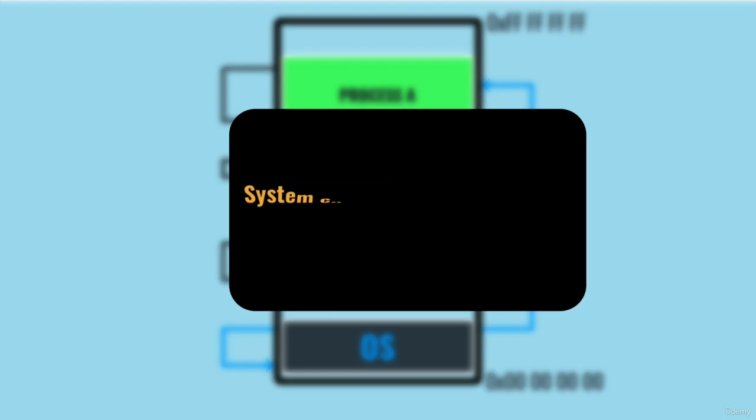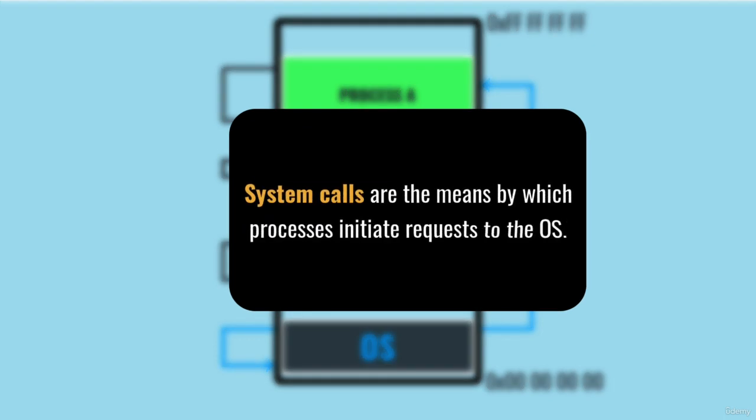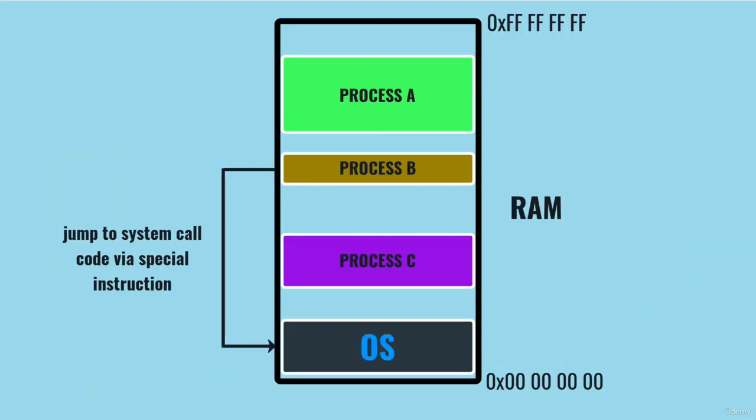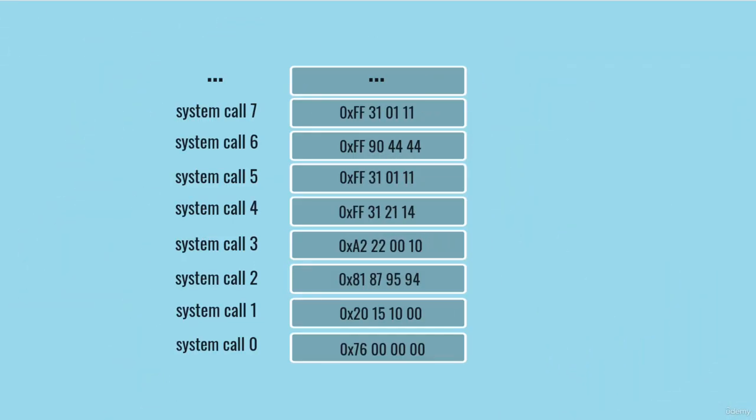These routines, called system calls, are the means by which processes initiate requests to the operating system. These system calls provide functionality for things like, say, reading and writing files, or for sending and receiving data over the network. To invoke a system call, a process must use a specific CPU instruction, usually called syscall, in which the process specifies a system call number. When this instruction is invoked, the processor looks in the system call table for the address of the routine corresponding to the number and jumps execution to that address.